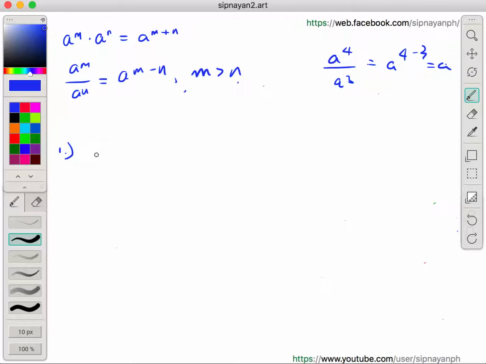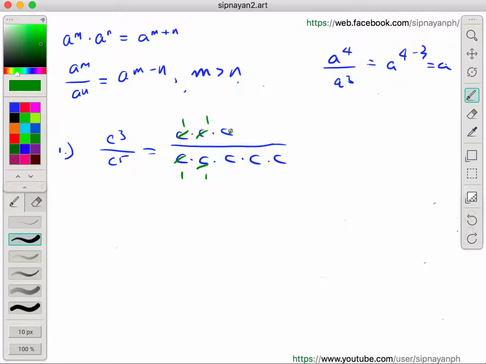Halimbawa, what is c cubed over c to the fifth? So, alam natin that c cubed is equal to c times c times c. Tapos yung c to the fifth is c times c times c times c times c. So, limang c's. Dito, tatlong c's. From the previous video, sabi natin, pag c over c or pag same variable, 1 yung exponent pareho, you can write them as 1 over 1 by dividing both the numerator and the denominator by c. Now, ito rin 1 over 1. Ito rin 1 over 1.